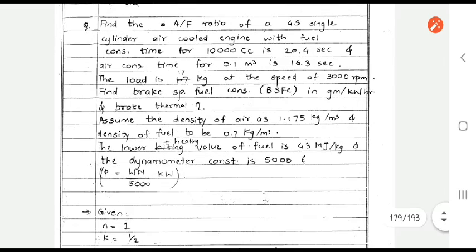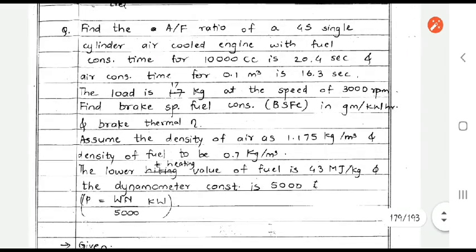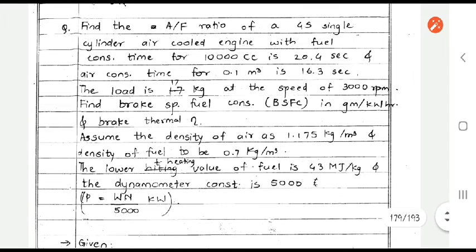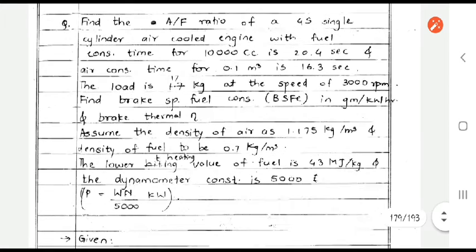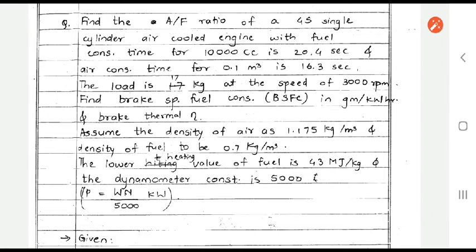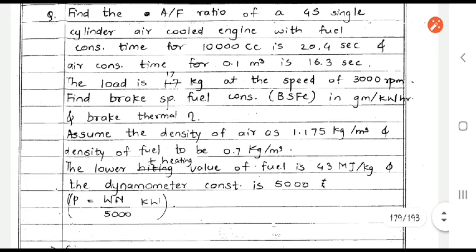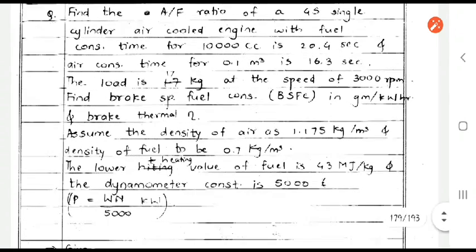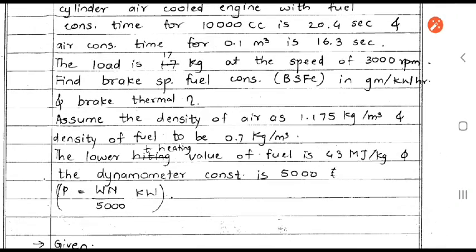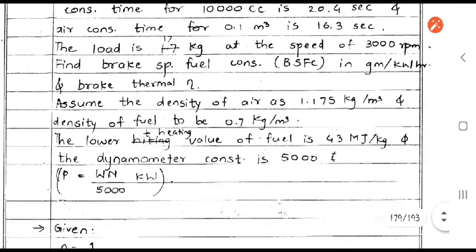Find the air fuel ratio of a 4-stroke single cylinder air cooled engine, with fuel consumption time for 10,000 cc is 20.4 second and air consumption time for 0.1 meter cube is 16.3 second. The load is 17 kg at the speed of 3000 rpm. Find brake specific fuel consumption, that is BSFC, in gram per kilowatt hour. See, this is important, gram per kilowatt hour, and brake thermal efficiency.